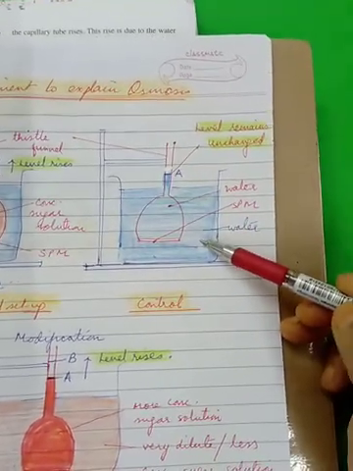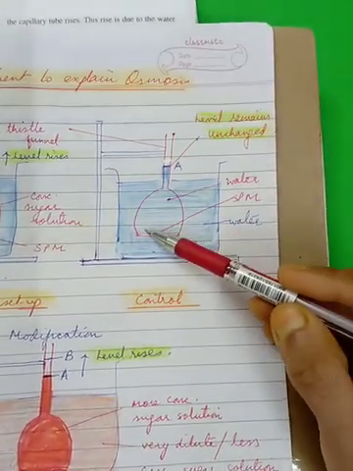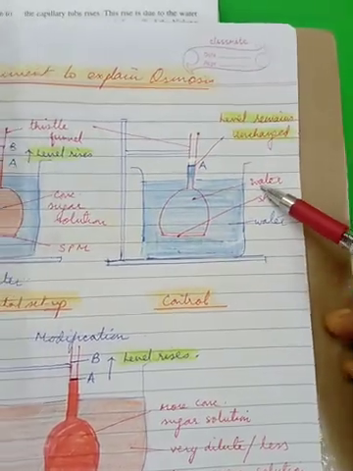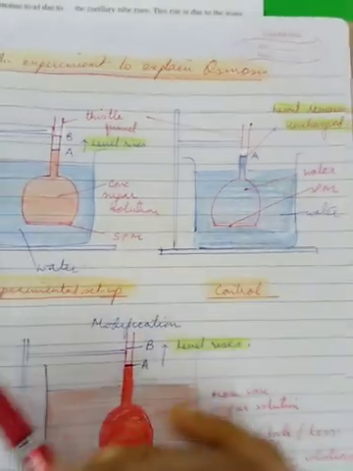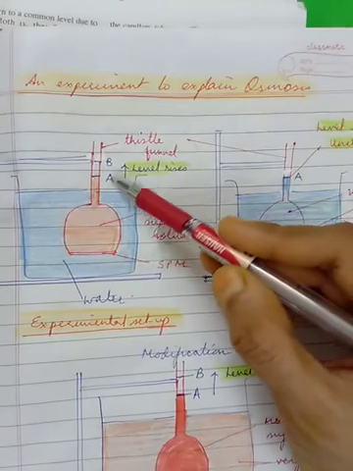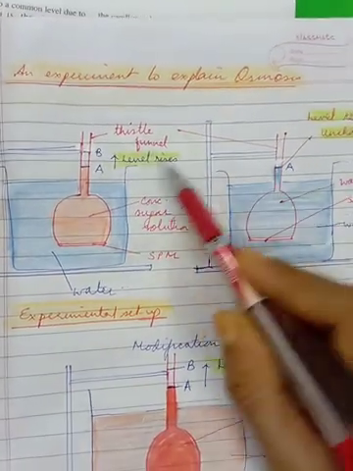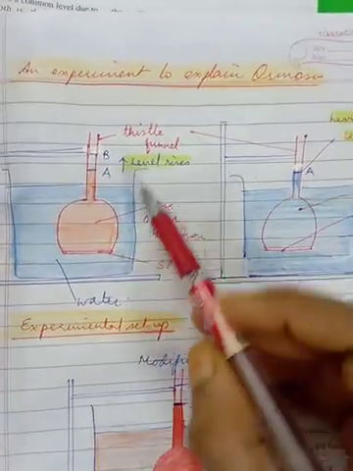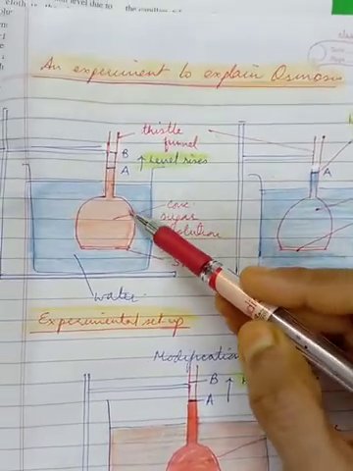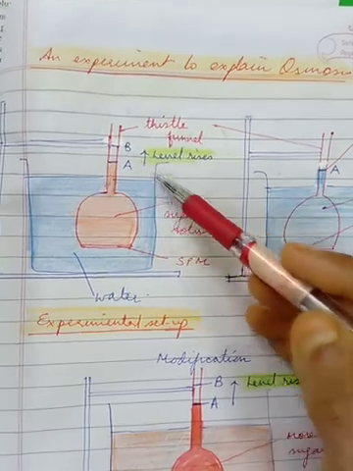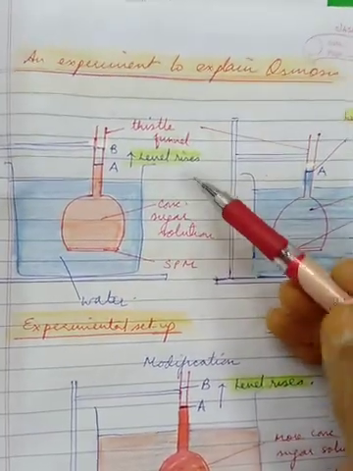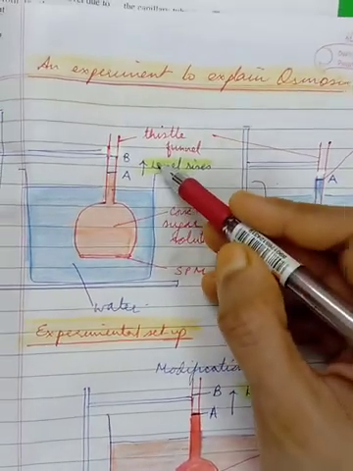So that means water is outside, water is inside, and there is a semi-permeable membrane in the Thistle funnel, again immersed in a beaker. So let us see what is going to happen. First point, the level is marked in both the cases as A. Now what we see, after a few hours, the level of sugar solution in the Thistle funnel is going to rise. The question is why this level is rising.